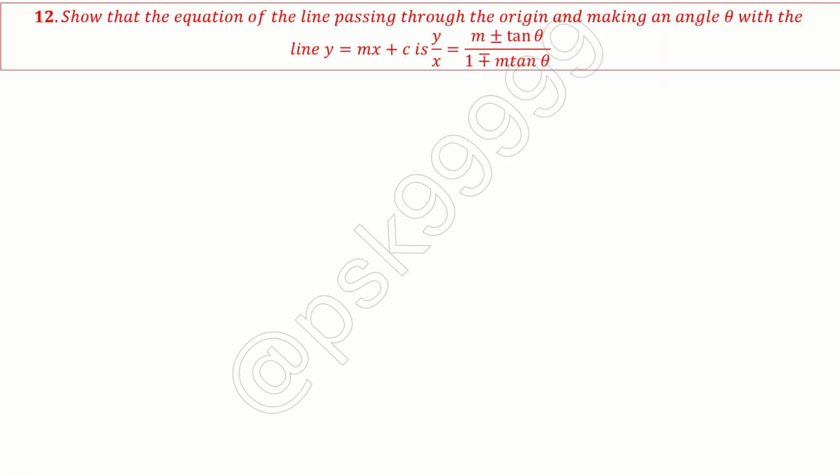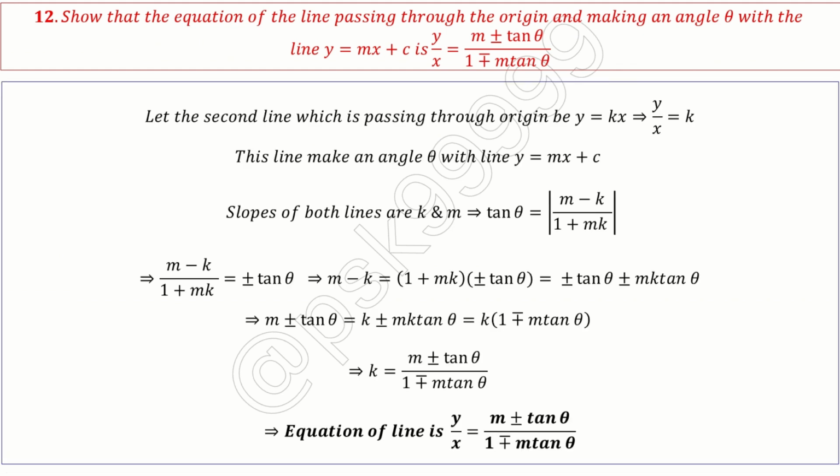Show that the equation of the line passing through the origin and making an angle theta with the line y equal to mx plus c is this value. Okay. So first thing is, let the second line be y equal to kx because it is passing through origin. So I will take it as y equal to kx where k is the slope. Okay. And k is equal to y by x. So I just need to find slope of the second line. That's it. Y by x is nothing but slope. I need to find the slope.